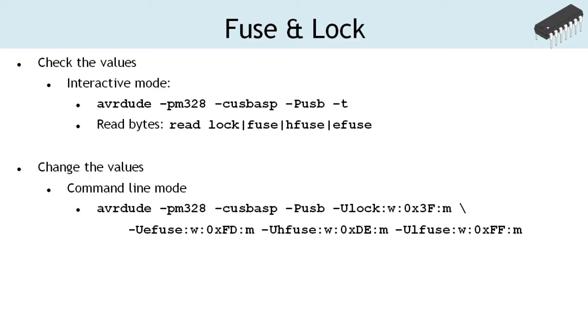We have already wired the base circuit with in-circuit programmer and learned about the AVRDUDE program. Let's check the value of the fuse and lock bytes and program those as necessary. Connect the development board to the development PC through the in-circuit programmer and use the AVRDUDE command as shown. Use the interactive mode to read the value of individual bytes of fuse and lock bytes, and use command line mode to program the fuse and lock bytes.